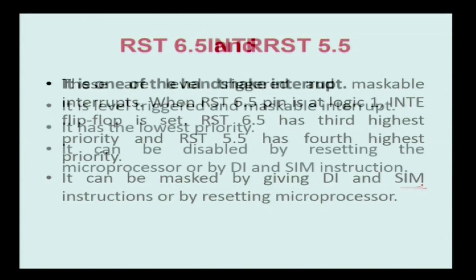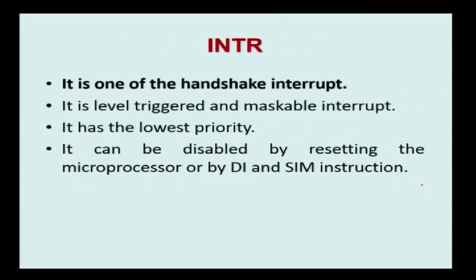So, the next interrupt is INTR. INTR is the last interrupt in the 8085. This is also called a handshake interrupt because it has the acknowledgement signal. That is why it is called a handshake signal, which has the lowest priority, which is a level triggered and maskable interrupt. This interrupt can be disabled by using the DI instruction and also the SIM instruction.